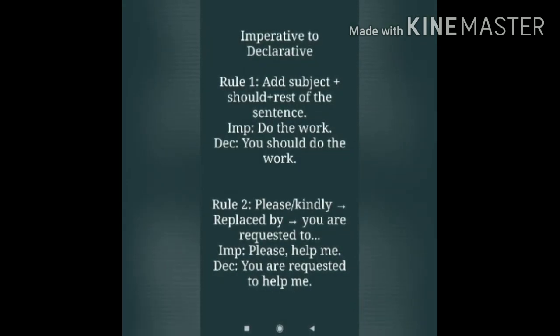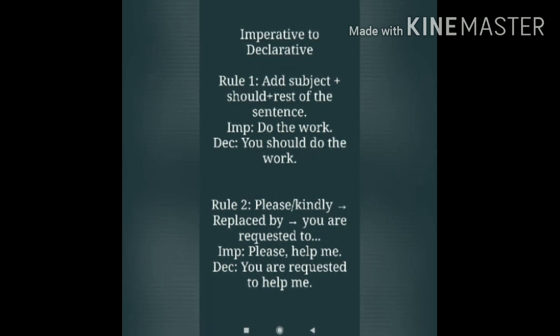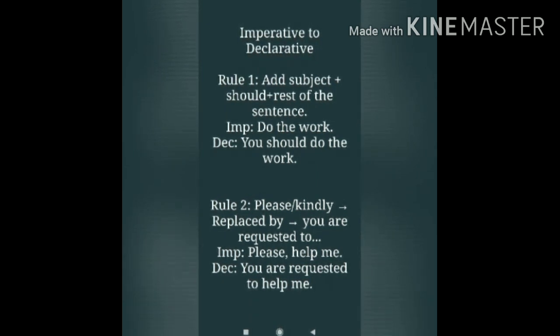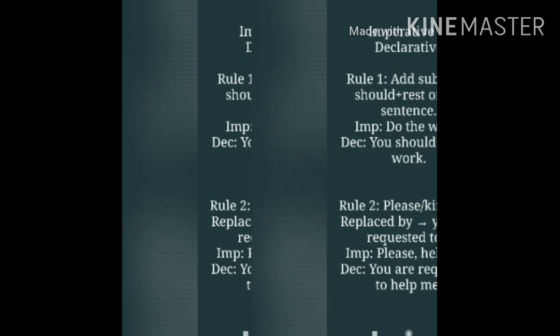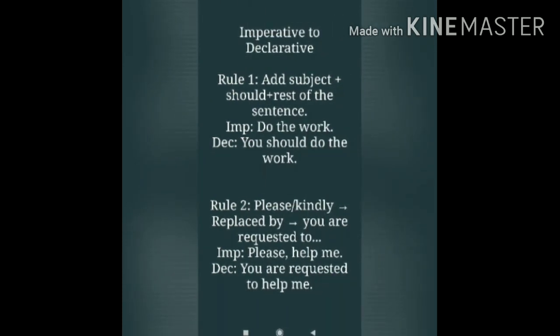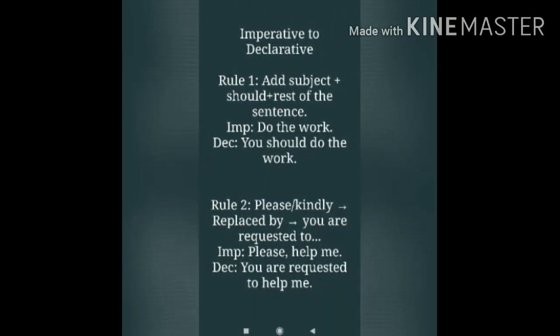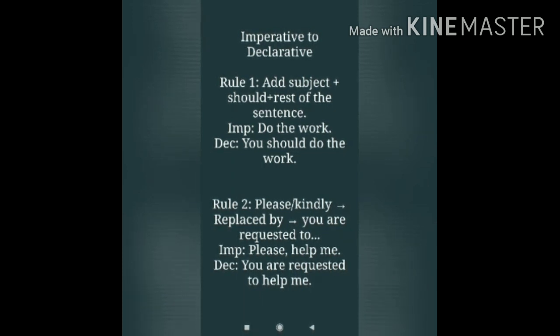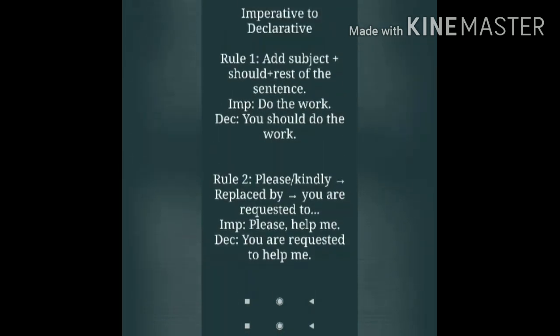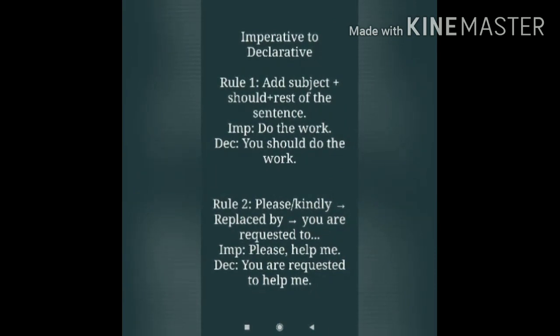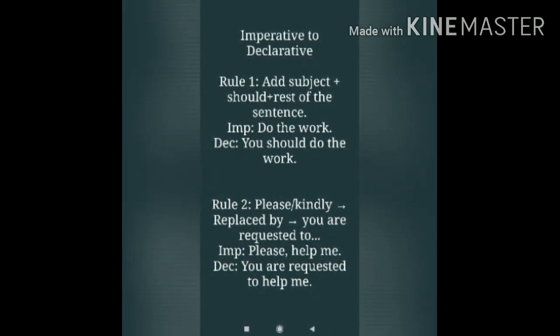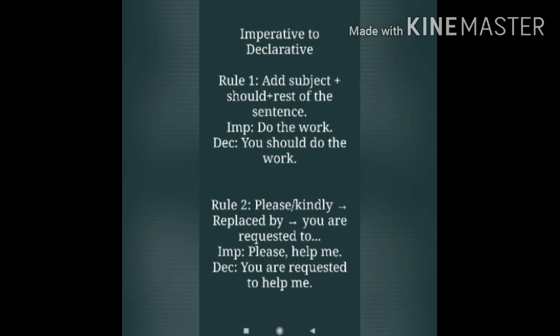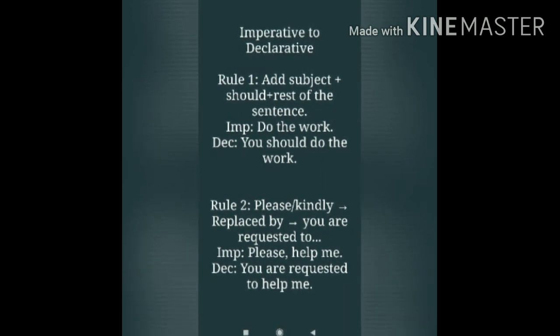Imperative to declarative sentences. In imperative sentences, the subject is usually implied. Implied means it is understood, or you can say it is hidden in the sentence. So for changing it to declarative, rule 1 says you have to add the subject plus should, then the rest of the part of the sentence.